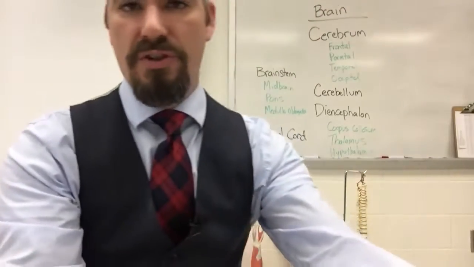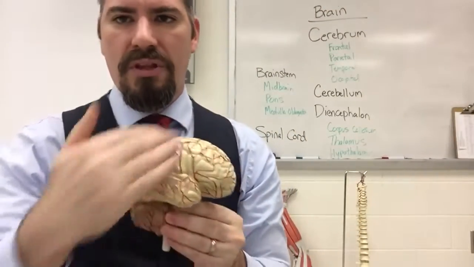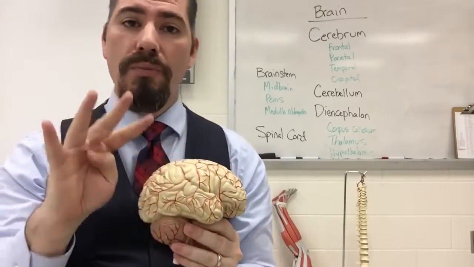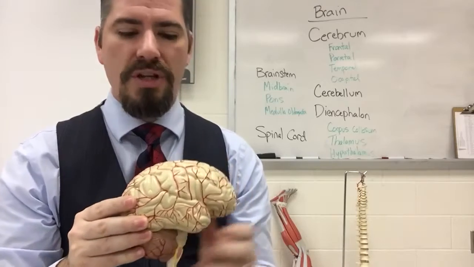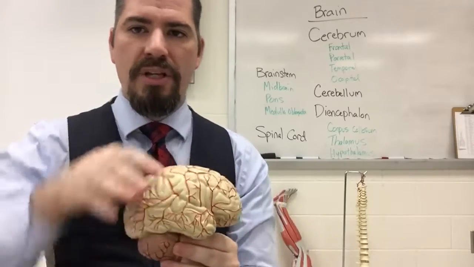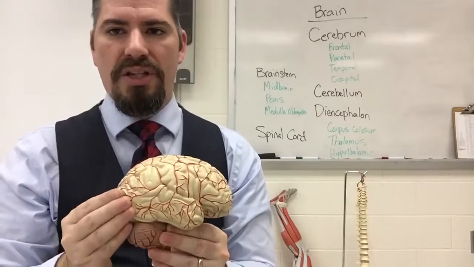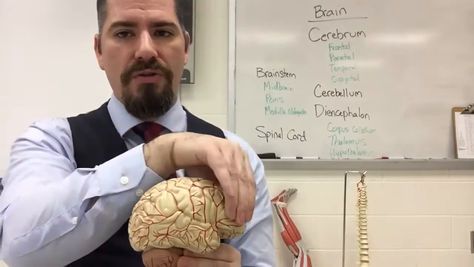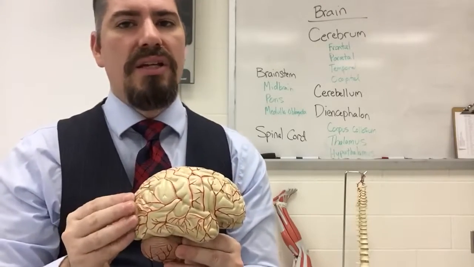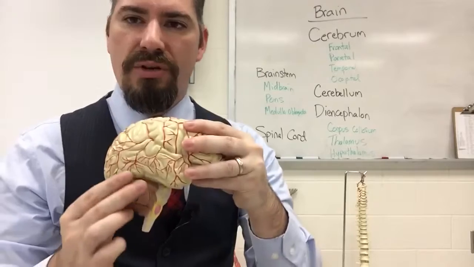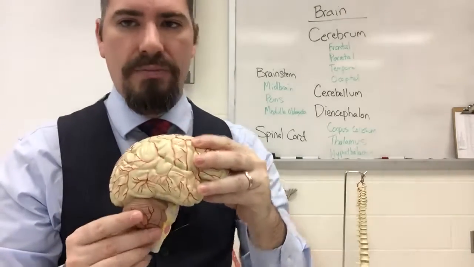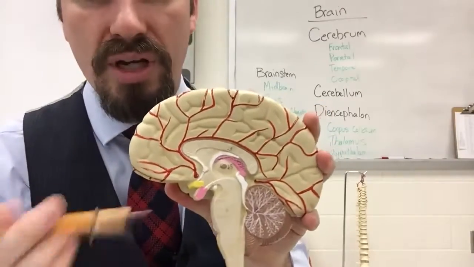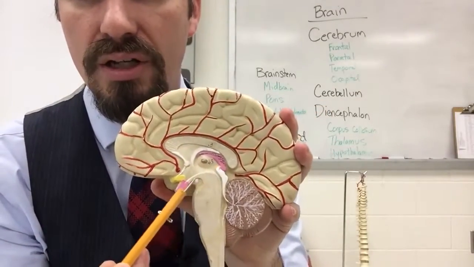Let's move to one of those hemispheres. So here we have the cerebrum. Now each hemisphere of the cerebrum is divided into four main lobes for our purposes. We have the frontal lobe up here, the parietal lobe, the occipital lobe, and the temporal lobe. So just like the bones that you learned of the skull: frontal, parietal, temporal, and occipital. Down here we have the cerebellum. So cerebrum, cerebellum.